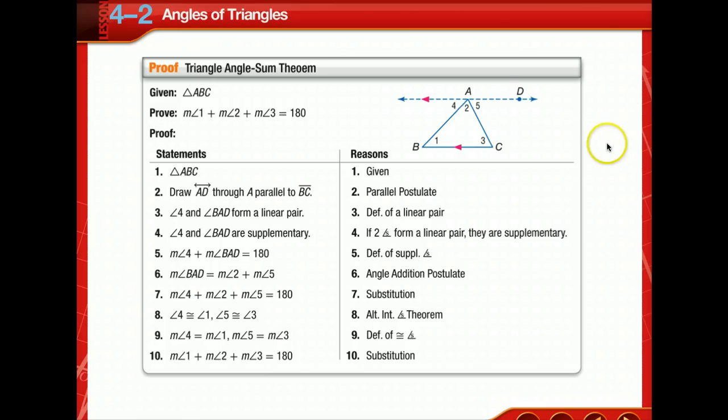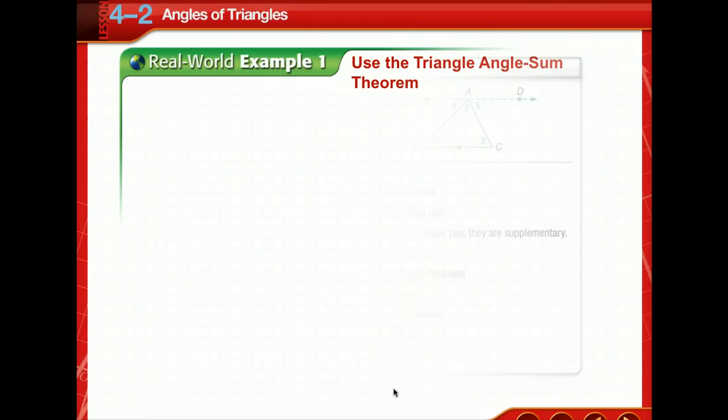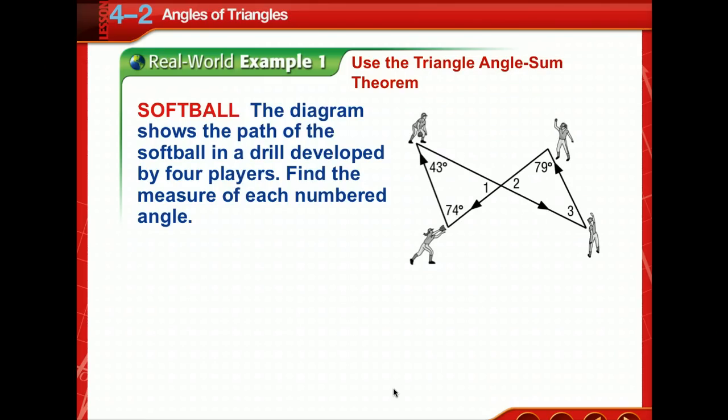Okay, so I want you to pause for a minute and look through the theorem and see if it makes sense to you. All these should be familiar. We've used all of these before you move forward. The triangle angle sum theorem can be used to determine the measure of the third angle of a triangle when the other two angle measures are known. So because we know that the measures of all three angles add to 180, then we can figure out what the measure of the missing angle is.